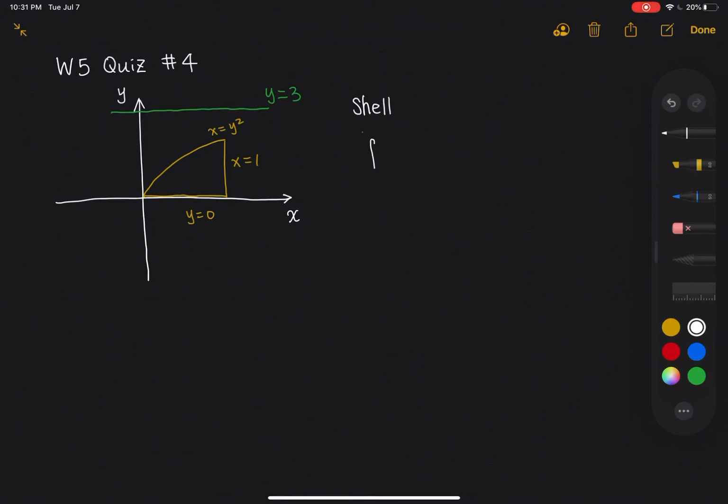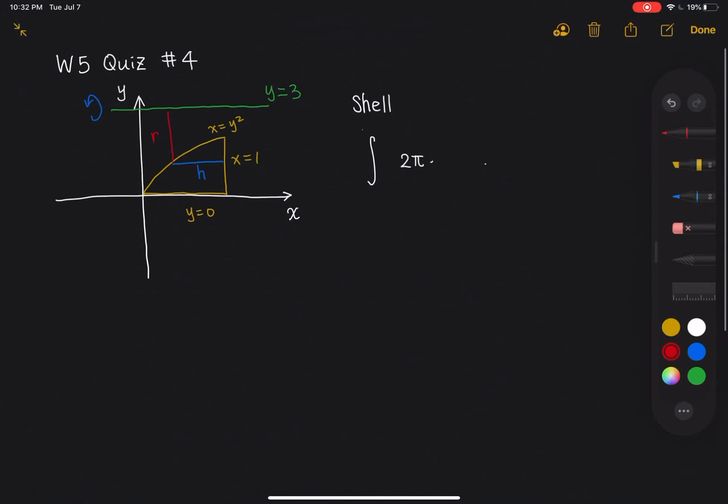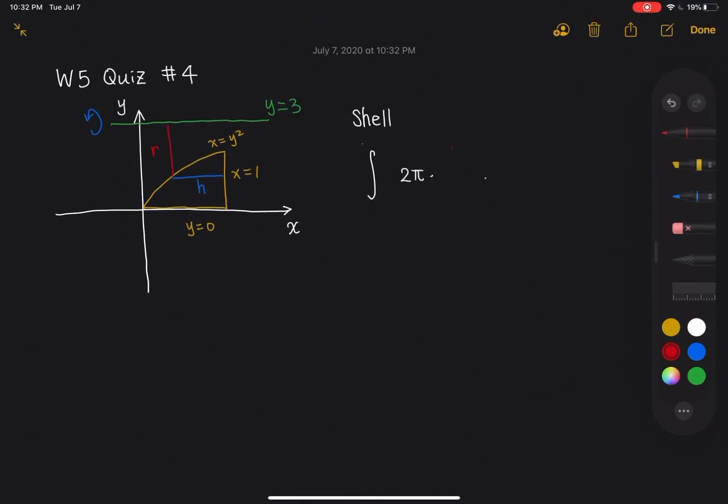To find the shell volume, we need to integrate 2 pi times r times the height. So what is the r, or what is the height? You have to draw a picture. I'm going to use a blue line. Because you are revolving this way, this should be the height of the shell, and this should be the radius. I'm going to use a different color. This is the radius of the shell, and h is the height. So 2 pi r times h.